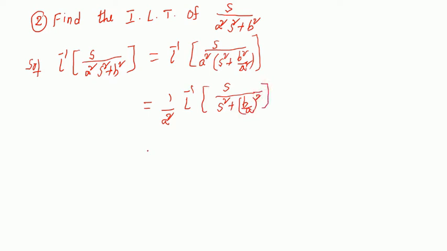So this is equal to 1 by a square into, now this is of the form L inverse of s by s square plus a square. What is s by s square plus a square? Cos at. What is a here? a means b by a, so we can write this one as cos of b by a into t. So this is the second problem.